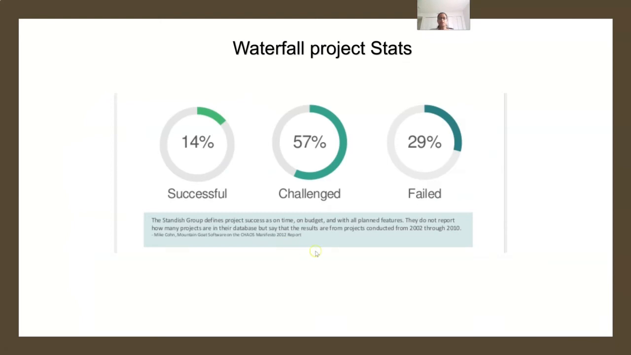According to the Standish Group, the number of successful projects was just 14% when the project was using the waterfall model. 57% were still challenged, that is, they could not succeed or only partially succeeded. 29% of the projects failed. This is data collected from 2002 to 2010, about 8 years.